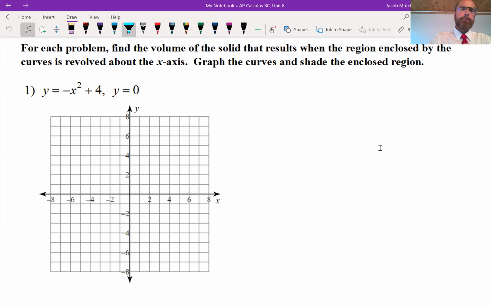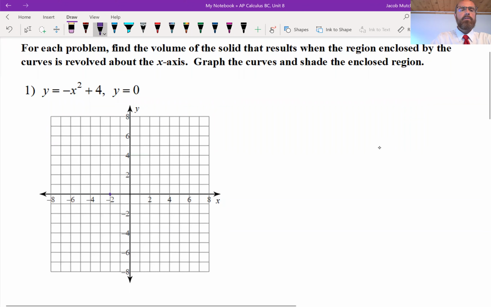I want to start off by graphing that function. So I know for this negative x squared plus 4, that's a quadratic that has been reflected over the x-axis. So I see that values for this function are really going to be from the x-axis up, since that's the region that I want to revolve around the x-axis. I'm just going to consider where this function would equal 0, and that's got to be at 2 or negative 2. So I definitely have the point negative 2, 0.